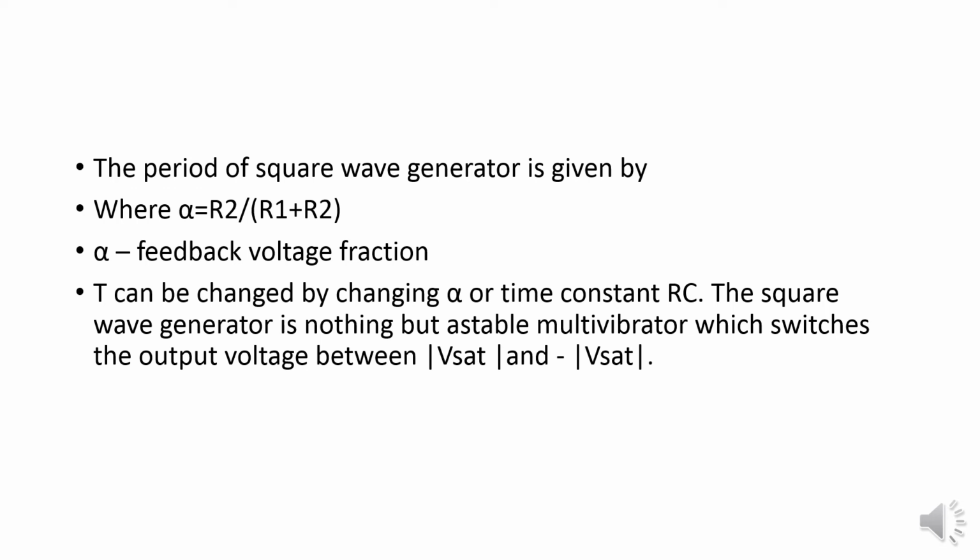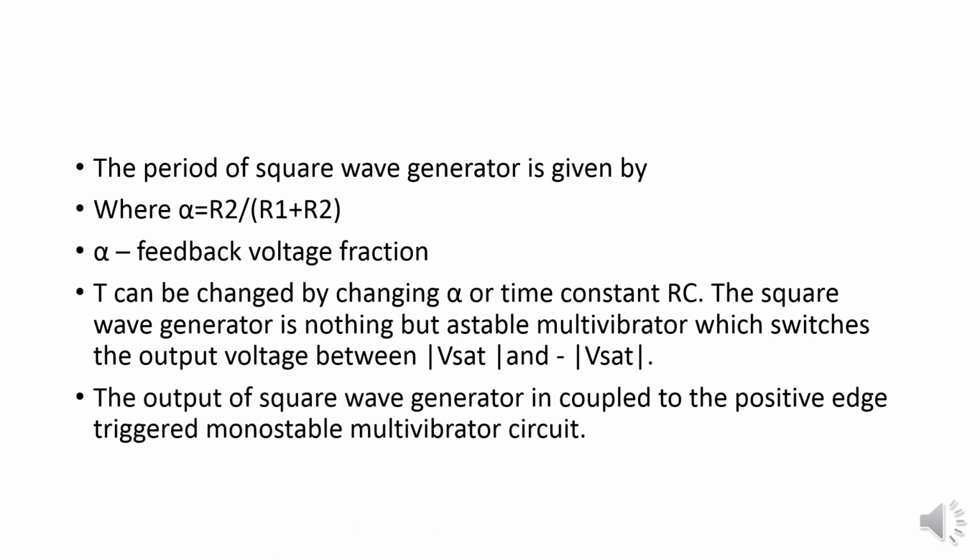The square wave generator is nothing but an astable multivibrator which switches the output voltage between plus V saturation and minus V saturation, that is the saturation voltage. The output of the square wave generator is coupled to the positive edge triggered monostable multivibrator circuit.